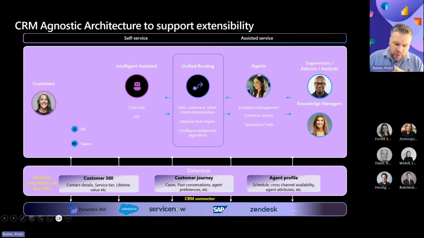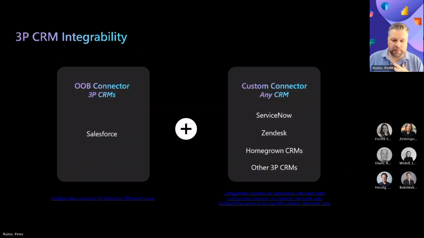That means that if we use Salesforce or ServiceNow or SAP or Zendesk or whatever other system, we need to get that data from there into Dataverse before we can actually do something with it through unified routing, right? And that seems like we're copying data. That is absolutely true, right?